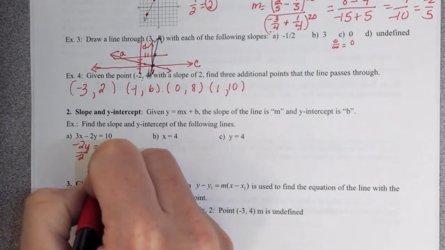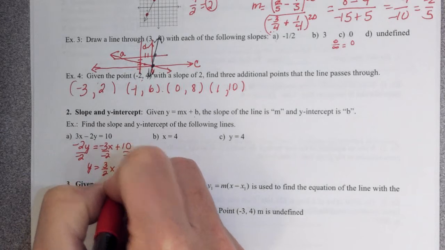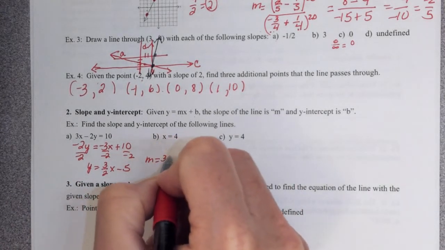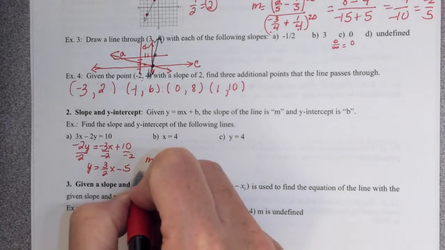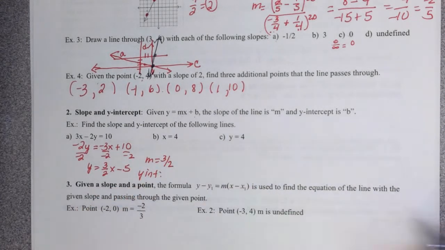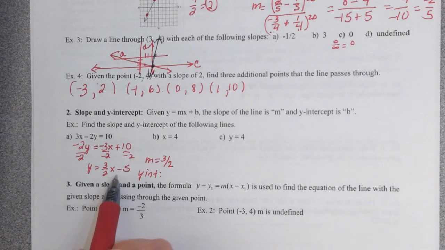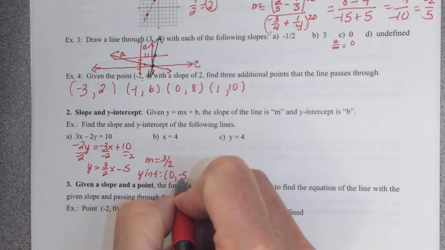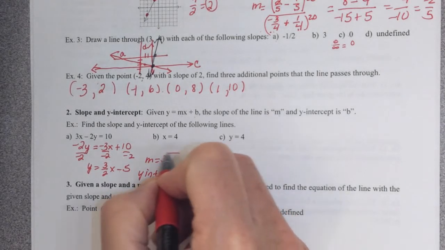And we've got y equals 3 halves x minus 5. And so now I can see that the slope is going to be 3 halves. And the y-intercept, if I just want to write it, I can put negative 5. Most people write it as a coordinate, though, so (0, -5).